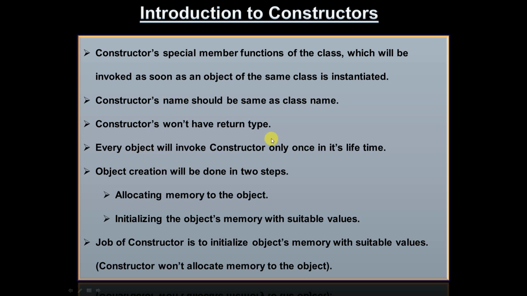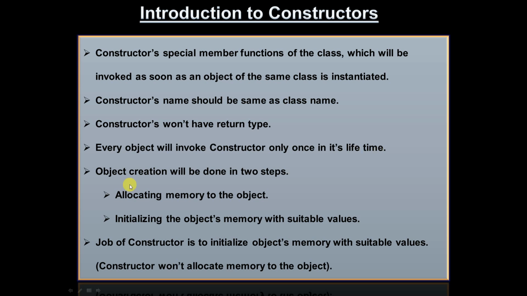Every object will invoke the constructor only once in its lifetime. As soon as the object is getting created, the constructor will be invoked. How many times will you take birth in a single lifespan? Only once, right? In the same way, whenever the object is getting created, the constructor will be called only once. Once the object is instantiated, there won't be any place where the constructor will be called for the same object.